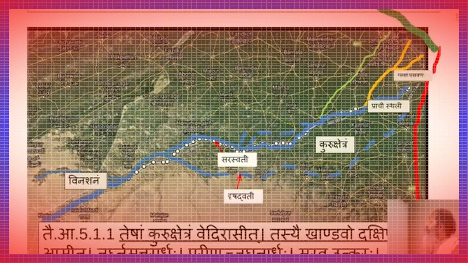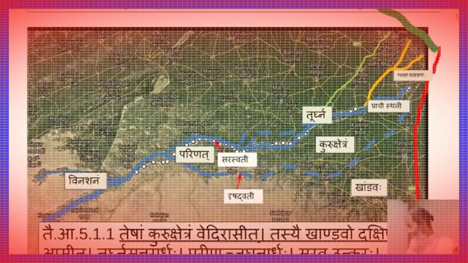That is Prachistali. And then we have the Khandav. We are also sitting in it. We are in Khandav Prastha, right? And then we have this Turgana, which is Tohana, Patiala district. And this is the Parinath. This is near Suratgarh. Near Suratgarh.